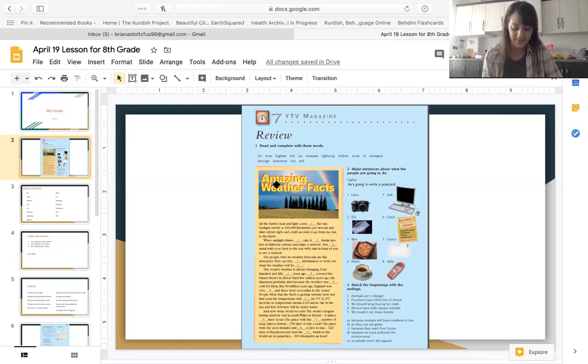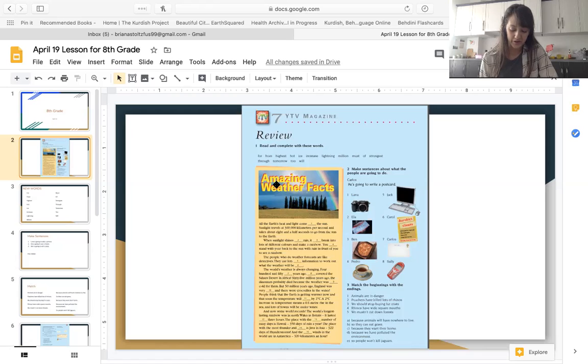450 million years ago, ice covered the Sahara Desert in Africa. 65 million years ago, the dinosaurs probably died because the weather was too cold for them. But 50 million years ago, England was hot and there were crocodiles in the water. People think that the Earth is getting warmer now and that soon the temperature will increase by 2 degrees Celsius. An increase in temperature means a 0.6 meter rise in the sea and lots of towns will be underwater.